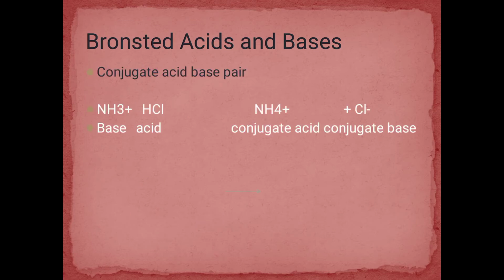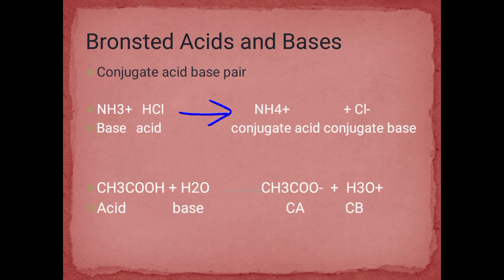We have the other theory called the conjugate acid-base theory, and here one base and one acid react among themselves to give a conjugate acid and a conjugate base. Here we observe that ammonia reacted with HCl and became the conjugate acid, that is NH4+, and Cl- became the conjugate base. Same way, we see acetic acid reacts with water to give you the acetate ion, that is CH3COO-, and H3O+.